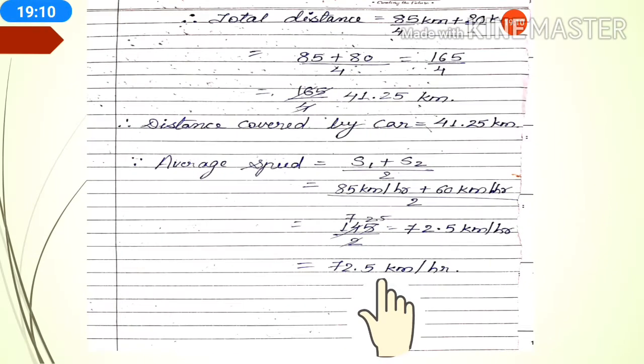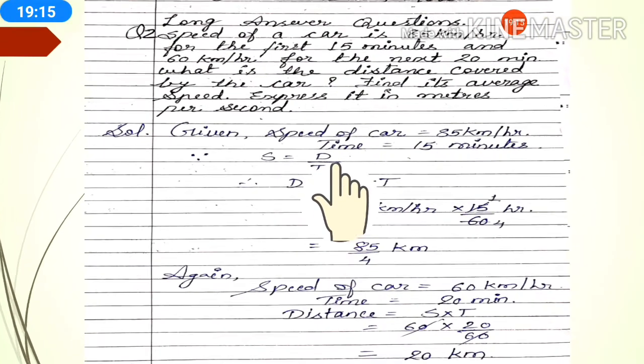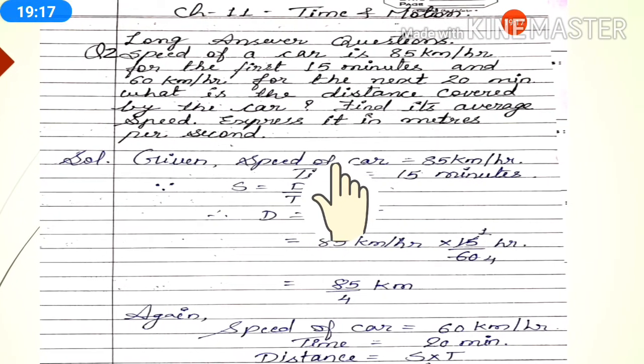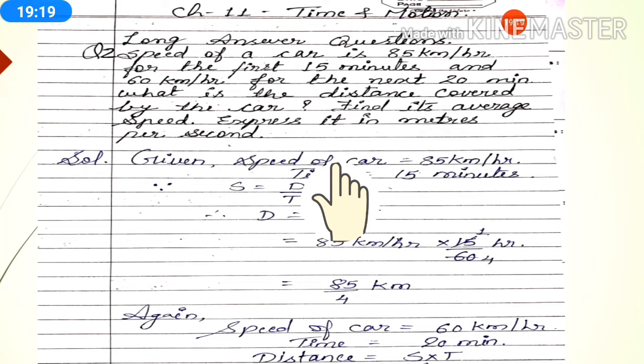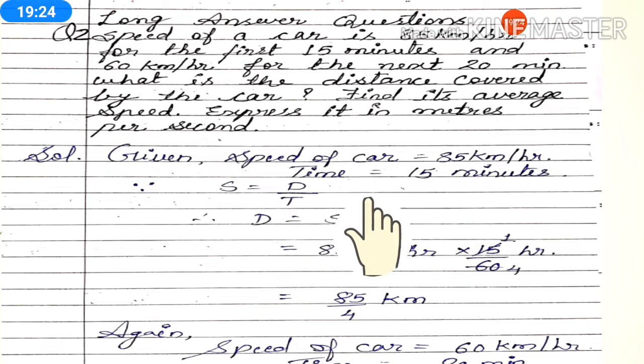Okay children, don't get confused. Again I am explaining this same question in short because it is a little bit lengthy. So don't think that it is a tough or hard question. The same method we have to apply. In the first case, what is given? Speed is given, time is given. We have to find what?